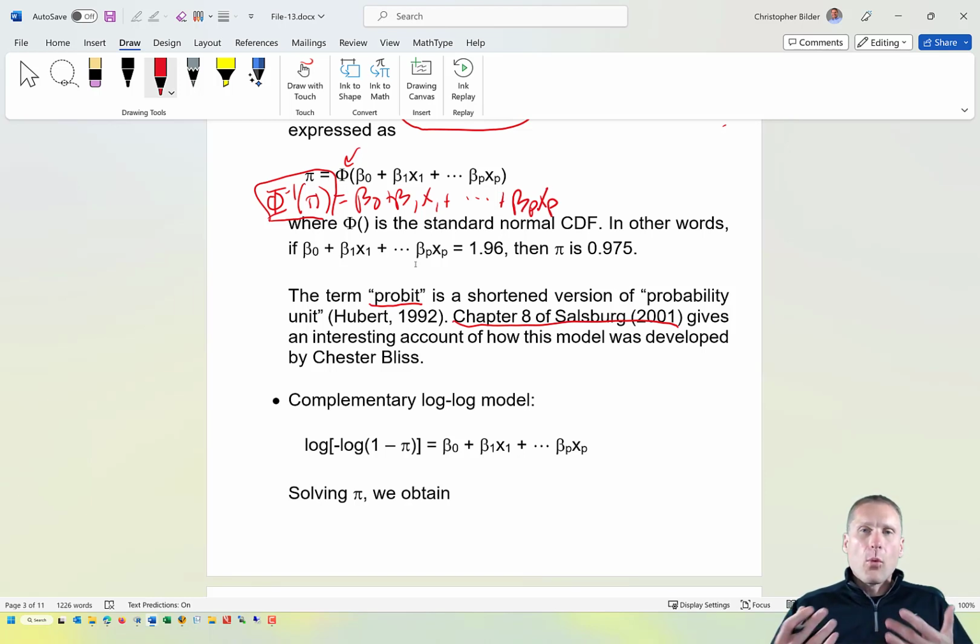Now, where does the name logit come from? Well, probit regression models existed before logistic regression models, so people saw probit. How about we use logit as a short way to say the log odds of a success?